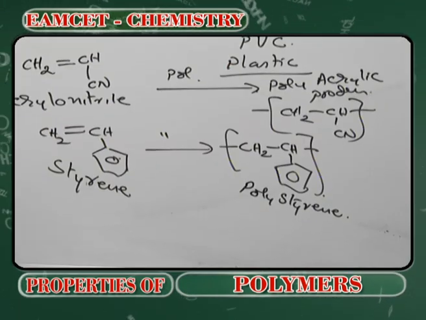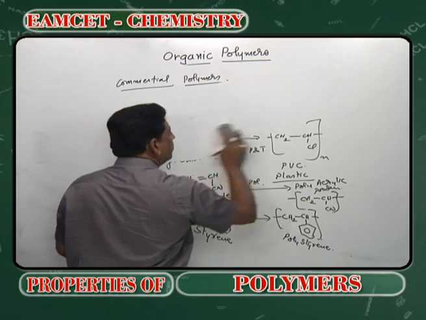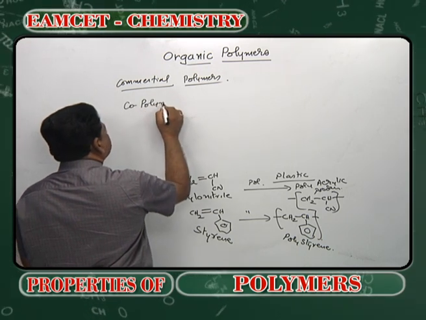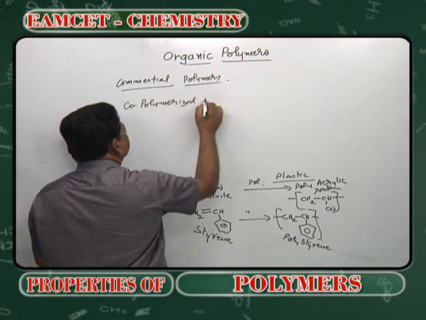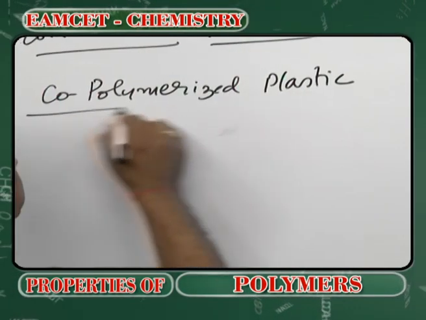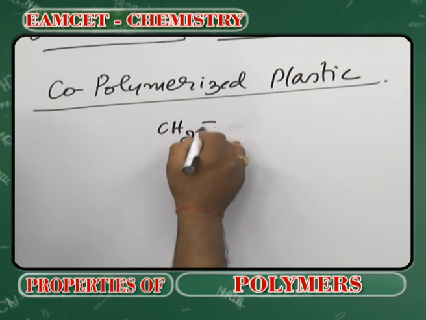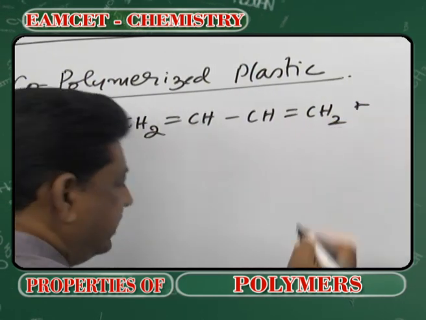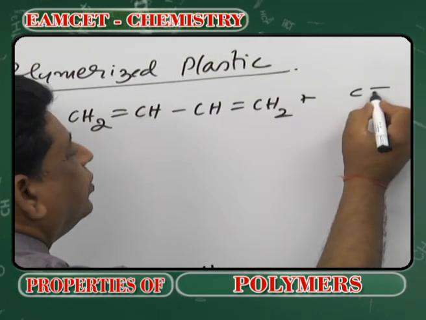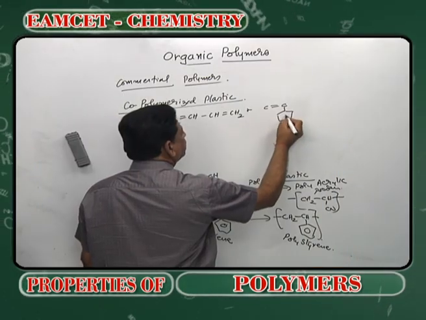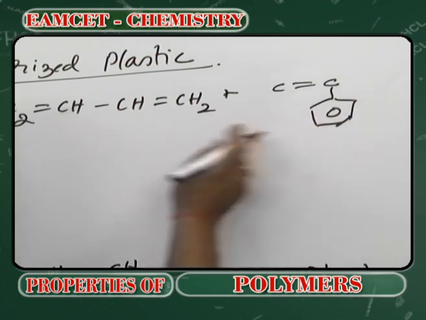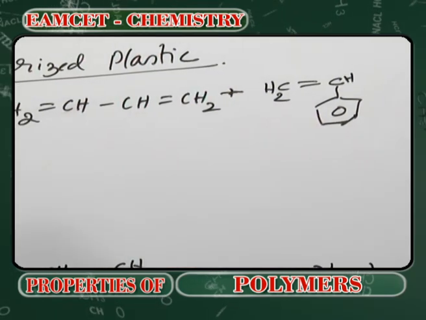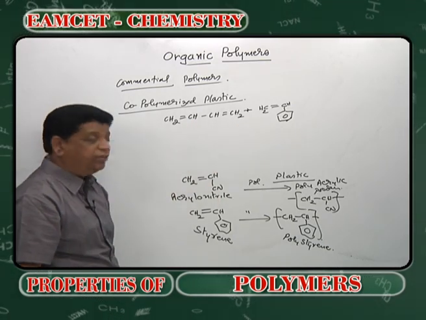So, in these synthetic rubbers and plastics, we can also have some copolymerized plastics. A butadiene when polymerized, I said Buna rubber comes, isn't it? Then butadiene is mixed with the styrene. So, two different monomers are there. So, the question cannot come, what is the monomer of the so and so polymer, because there are two monomers.